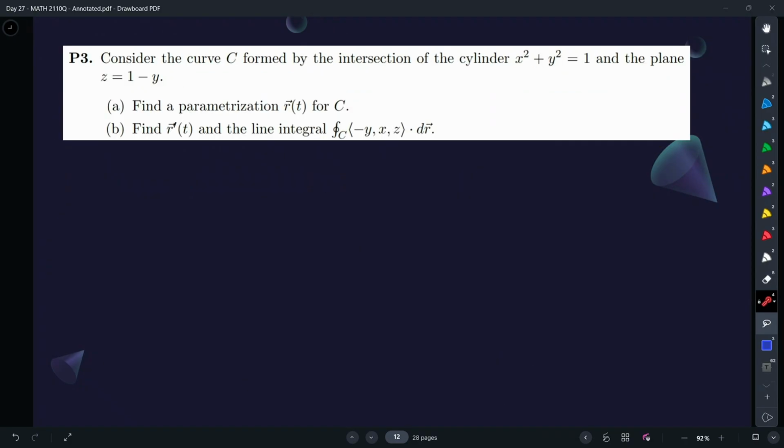Okay, so we're going to find a line integral of a curve at an intersection.